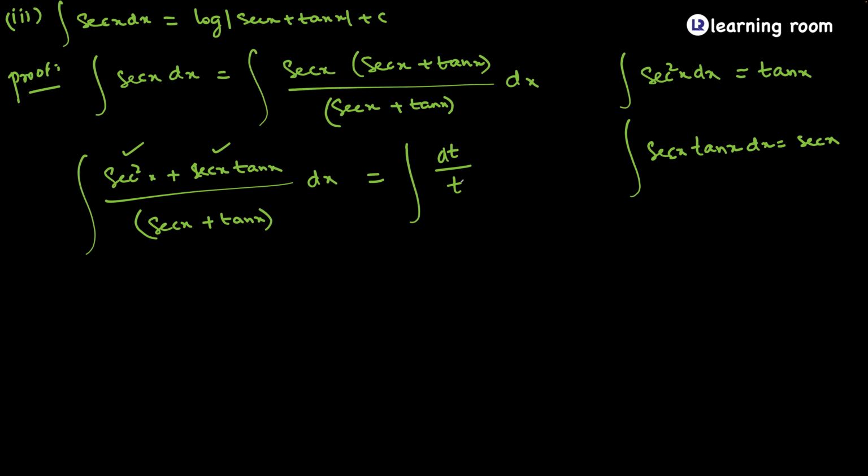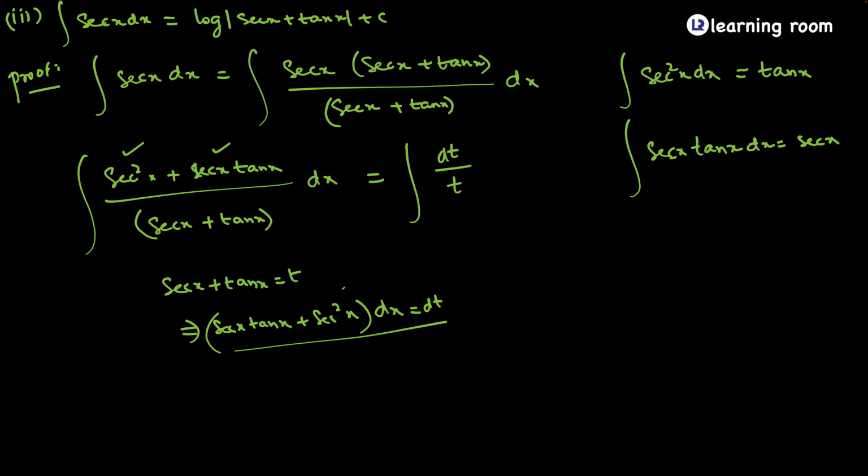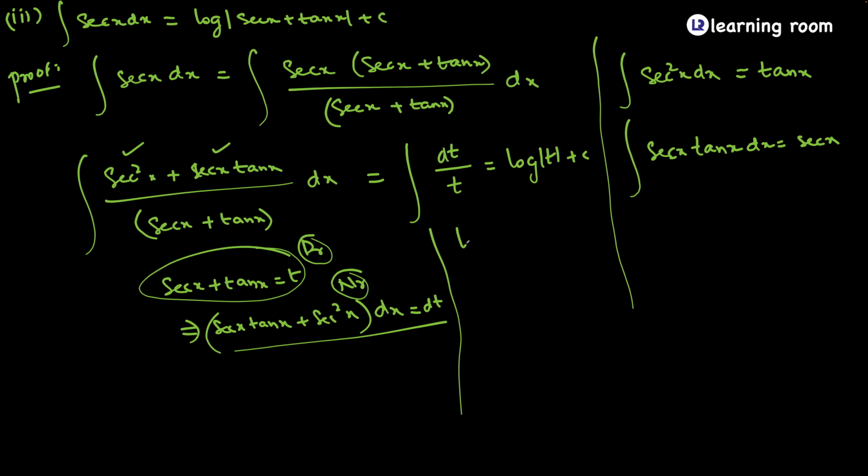I'm not even showing you the steps. You want me to write and show? I'll do it. So secant x plus tan x, if I substitute it as t, that implies secant x tan x plus secant square x dx is equal to dt. This whole thing is numerator and this thing is denominator. So it is dt by t. So what should be the answer? Log of mod t plus c. So you should substitute the t back. What is t? Secant x plus tan x.